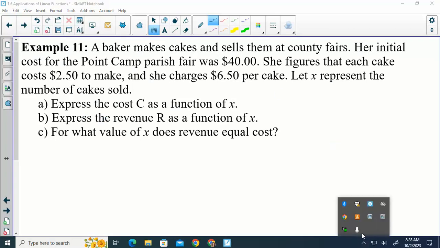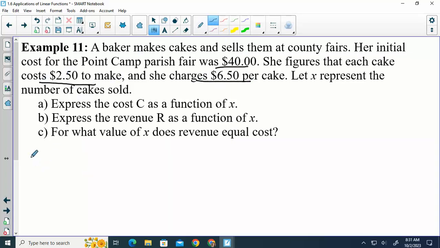Alright, see if you guys can do this one. So we have a baker that's selling cakes. Her initial cost to enter the fair was $40. She figures that each cake costs $2.50 to make and she charges $6.50 per cake. So A, express the cost as a function of x. X is the number of cakes sold.